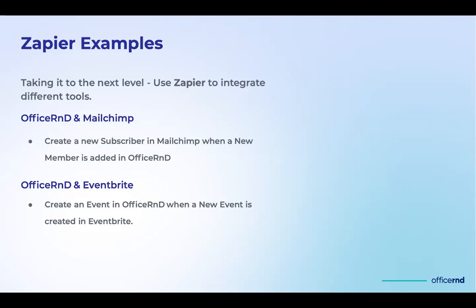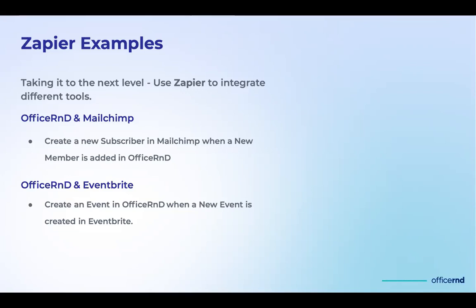MailChimp allows us to create subscriber lists that we can send out newsletters to, or any additional communication that we might want to handle outside of OfficeRnD. And this example here is pretty straightforward. Whenever a new member is added into OfficeRnD, we also want to create them as a subscriber. So Zapier is a really easy tool to accommodate for this.